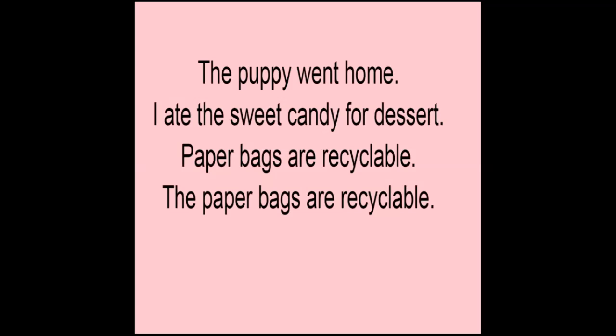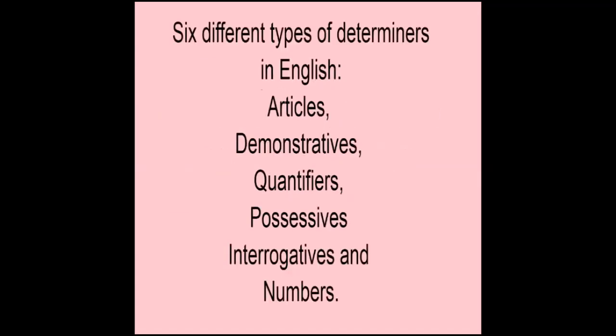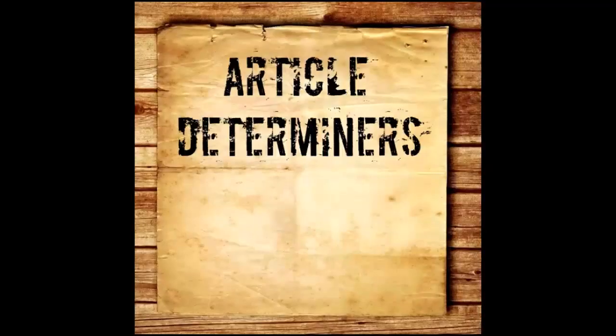Broadly speaking, there are 6 different types of determiners in English: articles, demonstrative determiners, quantifier determiners, possessive determiners, interrogatives, and number determiners. We'll see one after the other.